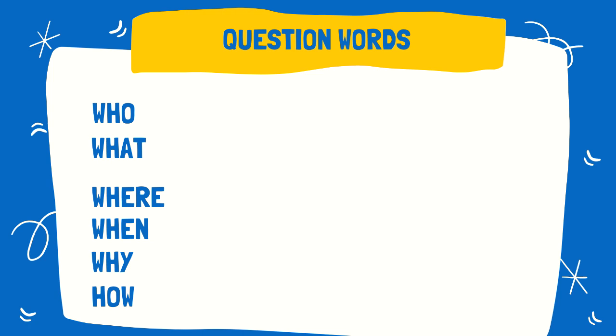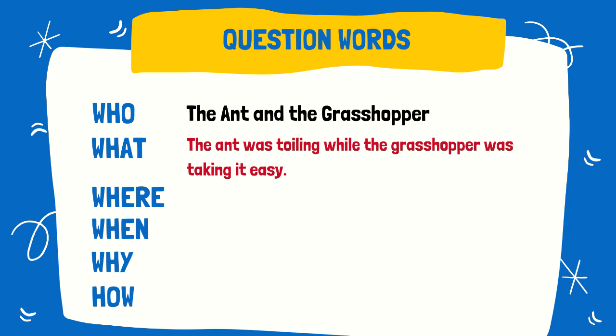Now, let's answer the question words so we can help Jane. Who are the characters in the story? The ant and the grasshopper. What are the characters doing? The ant was toiling while the grasshopper was taking it easy. Where did it happen? In a field. When did it happen? It happened one summer day.